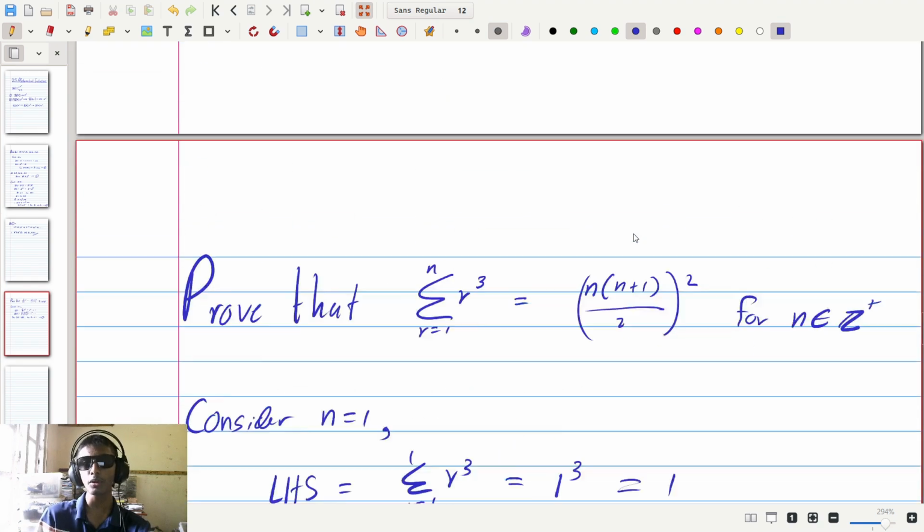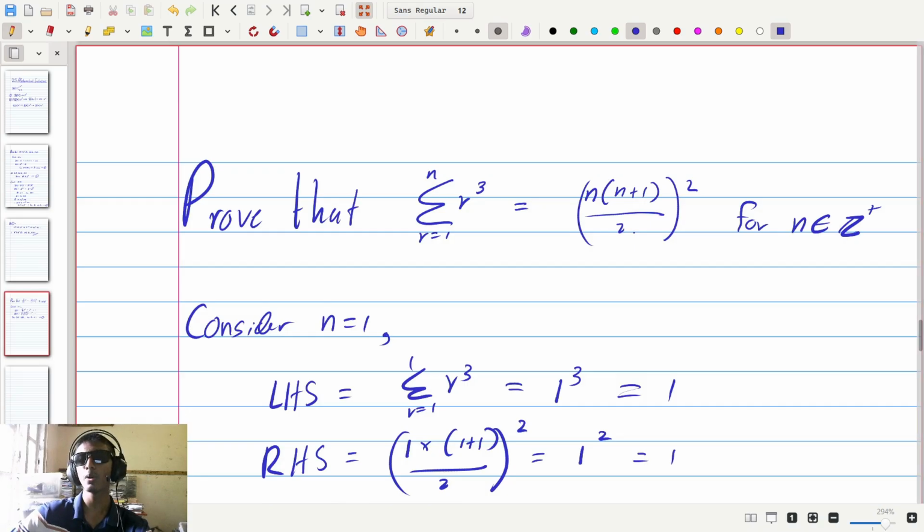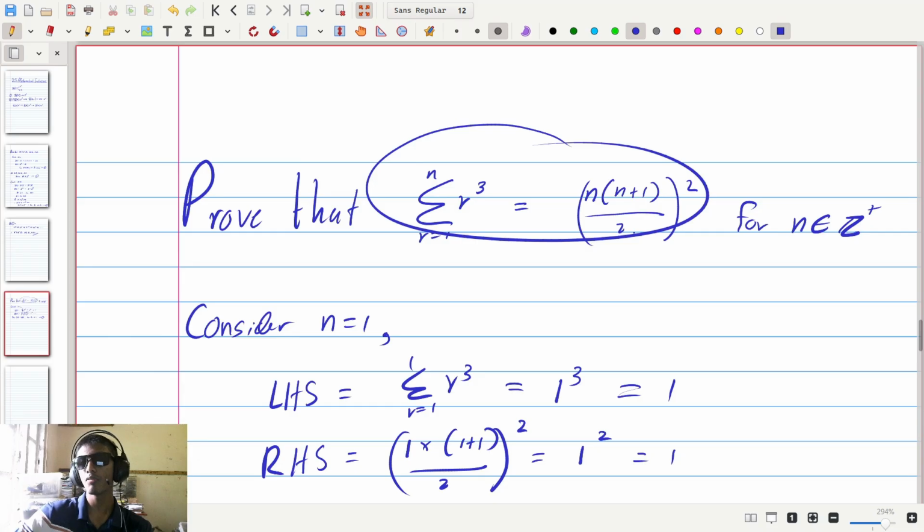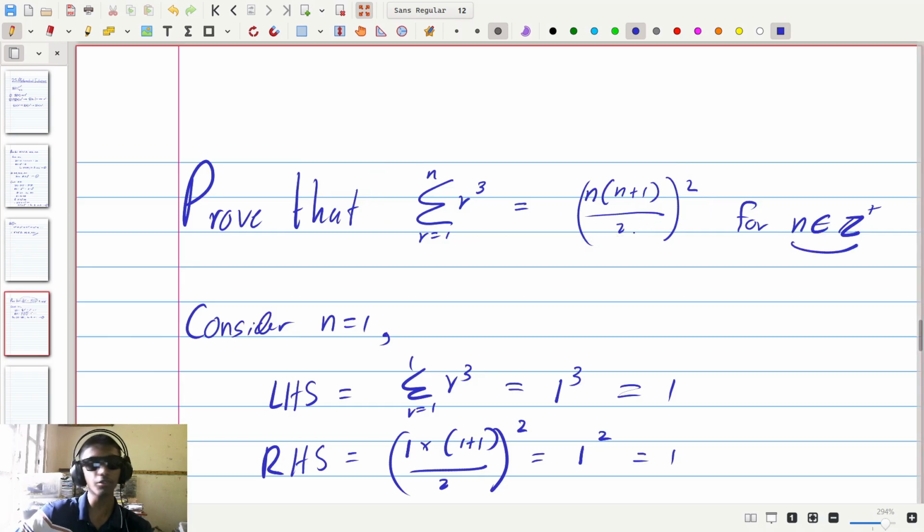Next, in our methodology, we're going to assume that for some element of the set that we want to prove for, the statement is true. So for, in this case, some element of the positive integers, we're going to assume that the sum from r equals 1 up to that integer of r cubed is in fact equal to this, and given that, we're going to mathematically prove that it's also going to be true for the next value.